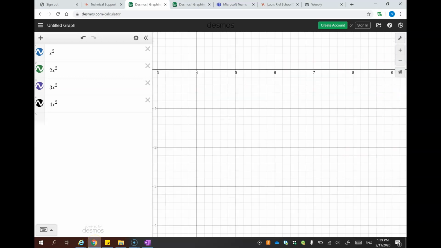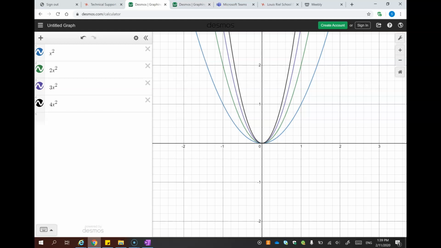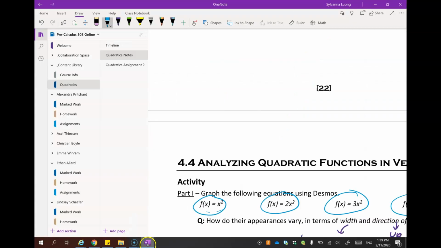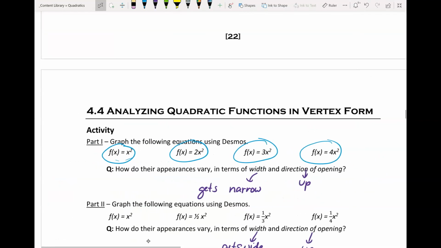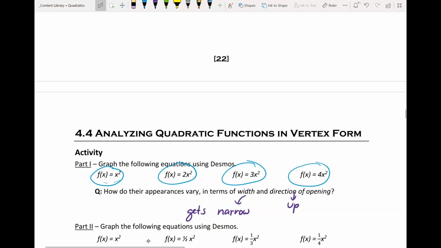The blue one is x squared. The green one is 2x squared, the purple one is 3x squared, and lastly the black one is 4x squared. So if you look at the shape of our graph, it seems like we are getting narrower and narrower. So that's what happens when you put a coefficient in front of x squared, it just becomes more narrow. So we can state that here, that in terms of the appearances, the width becomes more narrow, and your direction of the opening is still up, where your arms are facing up.